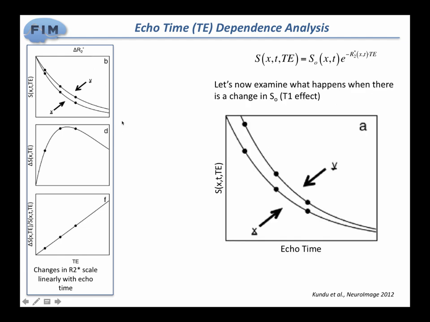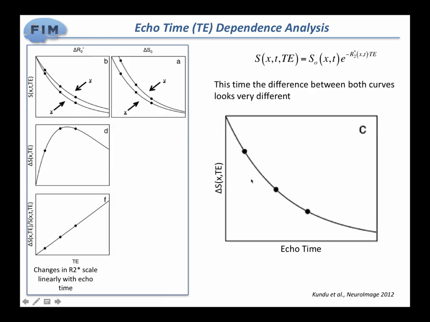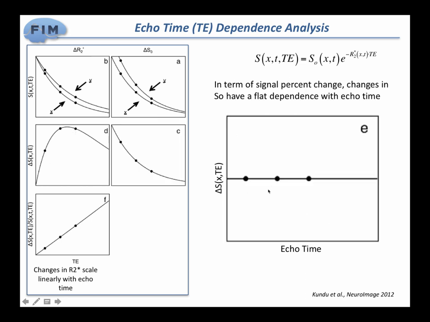Now we can do the same game, but this time, instead of having a change in the T2 star from one moment to the next, having a change in the S0. Let's say you have your brain in a given state now, and then there is some artifact, something that is non-BOLD related. The two curves that you will get are like this. This is not exactly the same as this, but it's hard to see the difference just by looking at the two of them. If we do the difference, it no longer looks like this, it looks like this. But if we do it in terms of signal percent change, we see a flat line.